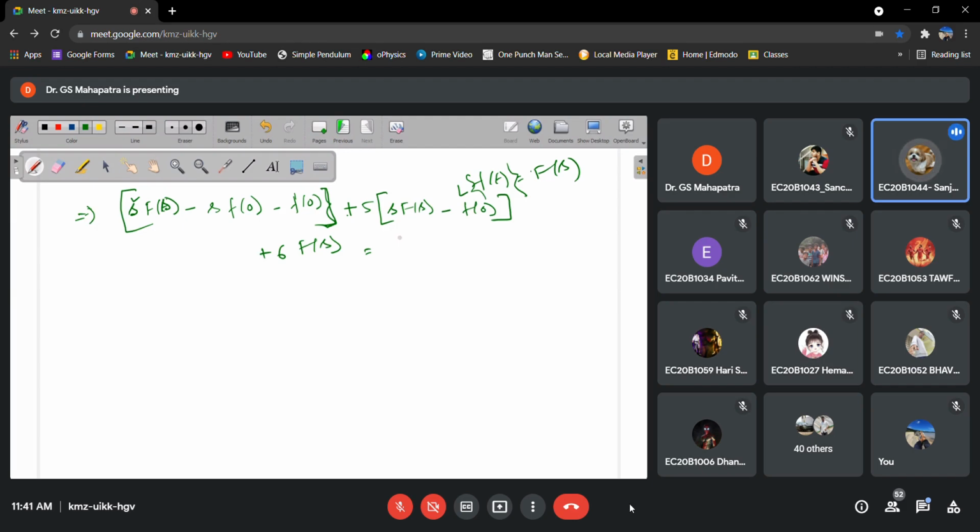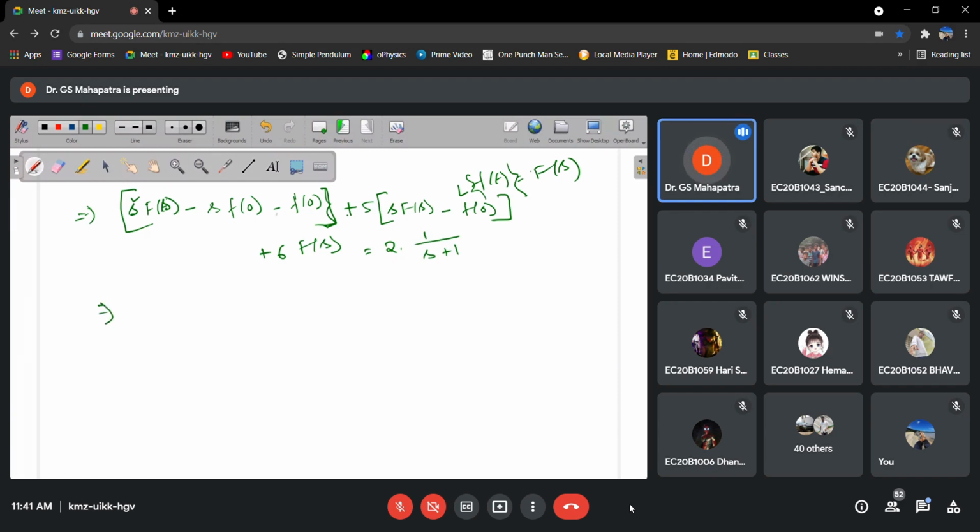Some constant into 1 by s plus 1, so 2 is there. You are telling 2 into f, e to the power. What is the right hand side? The function e to the power of minus t, so minus 1 by t. s plus 1, so 1 by s plus 1. Okay. Now the left hand side you have to simplify.